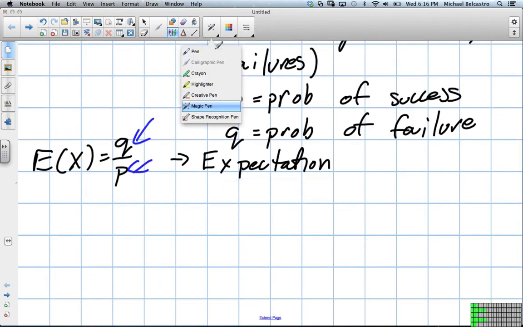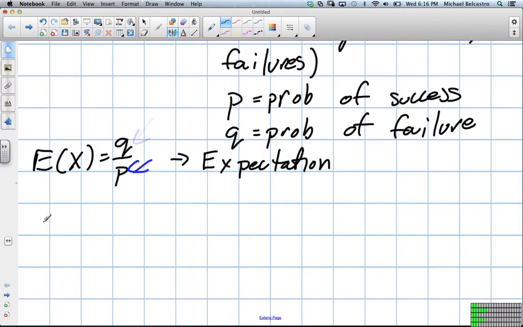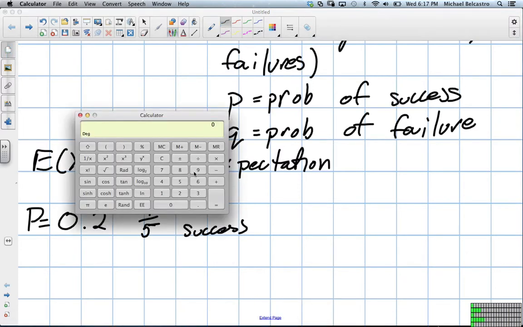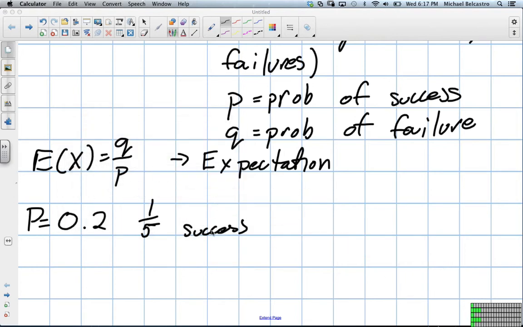So let's say the question tells us that your probability is 0.2. P is equal to 0.2, in other words, a 1 in 5 chance of something happening. Your success rate is 1 in 5, and 1 divided by 5 is 0.2, in case you're not sure where we got that number. Let's say you're rolling a 5-sided die, trying to roll a 1. The probability of success is 0.2.